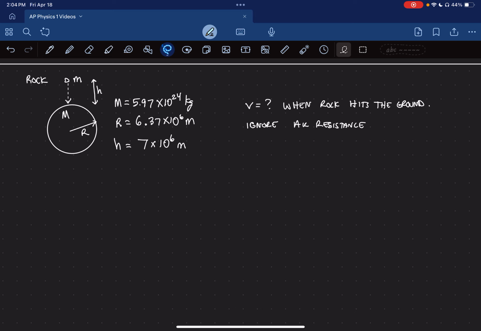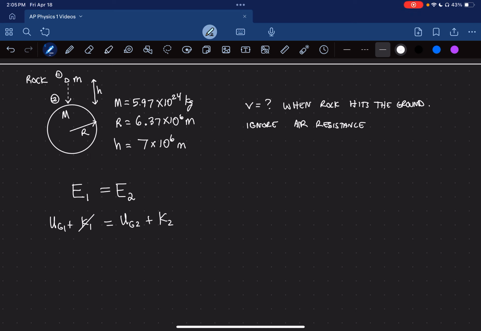What we're going to do is use conservation of mechanical energy. E1 equals E2. We're ignoring air resistance. We'll say this is position 1 and this is position 2. So E1 is equal to UG1 plus K1 equals UG2 plus K2. Now we're dropping the rock, so its initial velocity is 0.